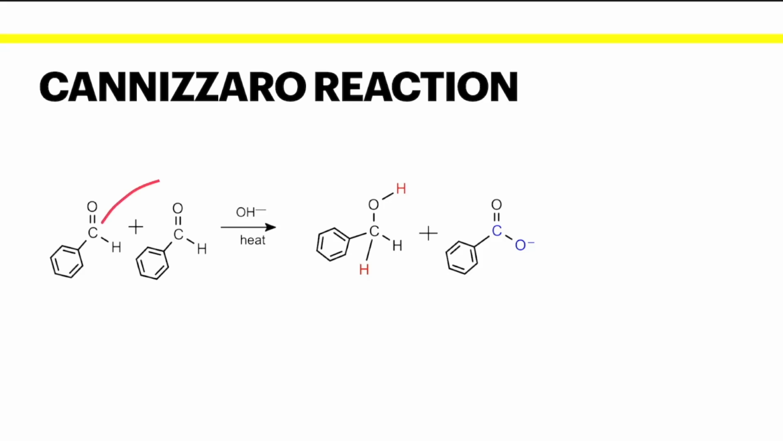When we talk about other examples, they can also be represented like this. And when we talk about benzaldehyde, it is converted into benzyl alcohol and sodium benzoate.